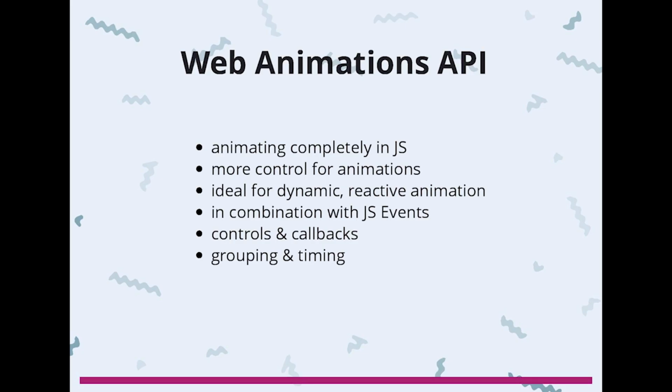You animate completely in JavaScript. You have more control over your animations. Doing timelines in CSS is kind of hard if you have more than 3 staggered animations to deal with. So the Web Animations API tries to make this easier, and you can also pause and make your animations faster. It's really good for dynamic and reactive animation, when you have mouse movements and other more dynamic things you want to react to.